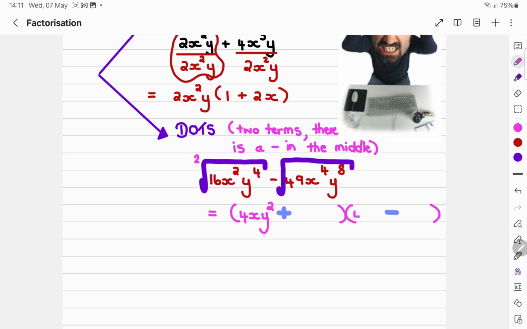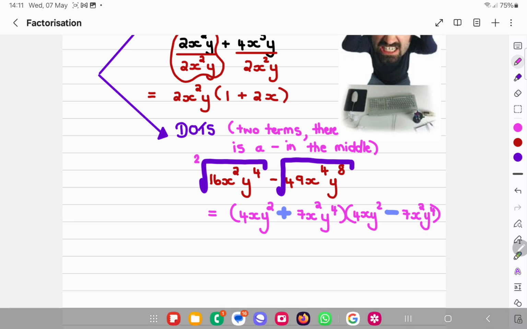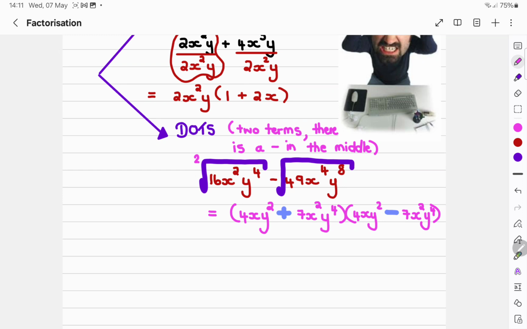It's going to be the same in the next bracket. And then in your second term, in both your brackets, we're going to square root the second term over here, which is going to be 7x squared y to the power of 4. Okay, remember, you square root the number as normal, and the exponent you divide by 2.